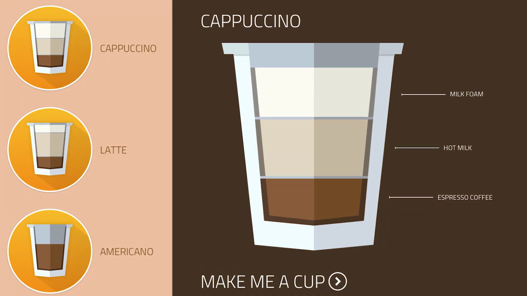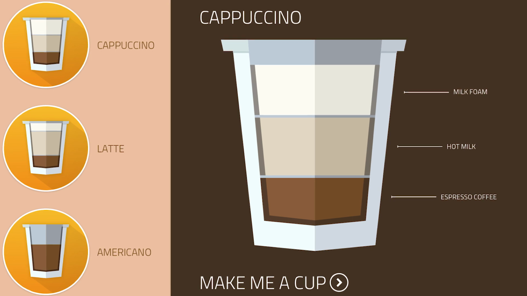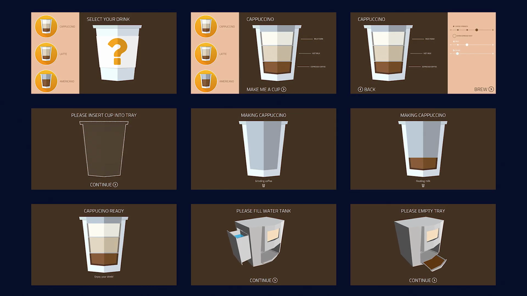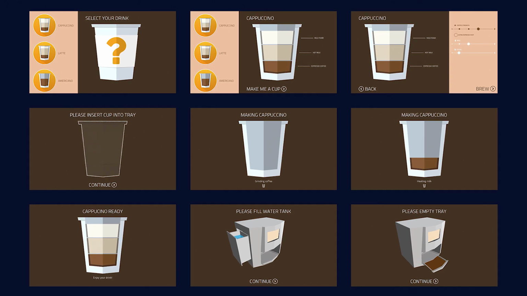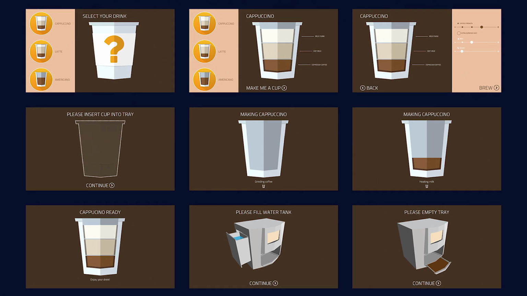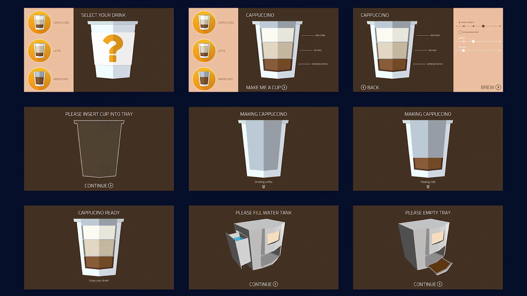We create a coffee machine user interface as an example. The UI of our coffee machine consists of several screens. The use case is the following. First, we select a coffee, then we adjust the coffee, and finally, after inserting our cup, the machine brews the coffee for us.